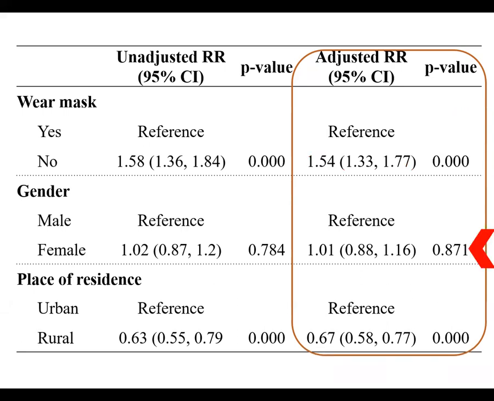The risk ratio is 1.01. P value is large, greater than 5%. Also, observe that confidence interval contains the null value 1, so there is no association between gender and COVID-19. For residence, the risk ratio is 0.67, which is less than 1, and p value is small. And observe that confidence interval does not contain the null value. So, association between residence and COVID-19 status is significant.